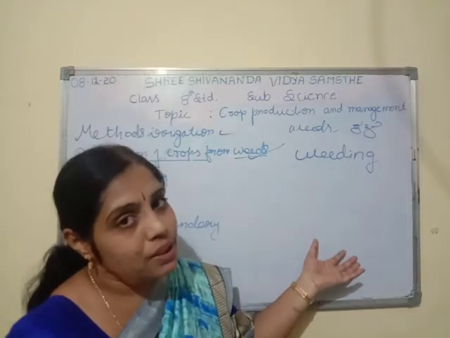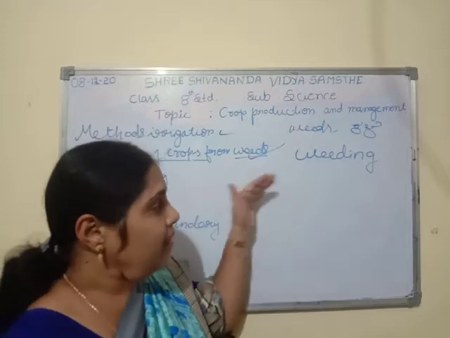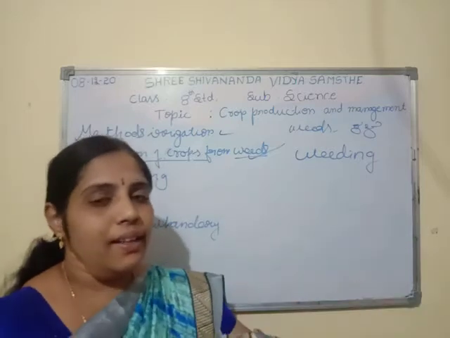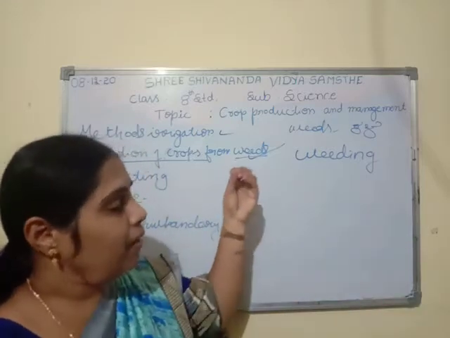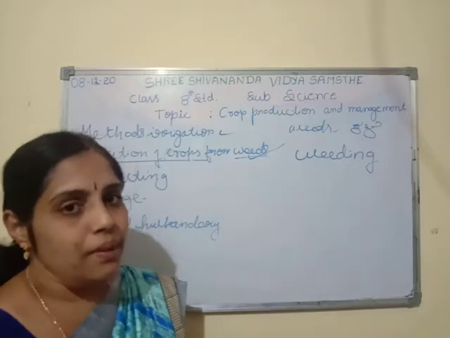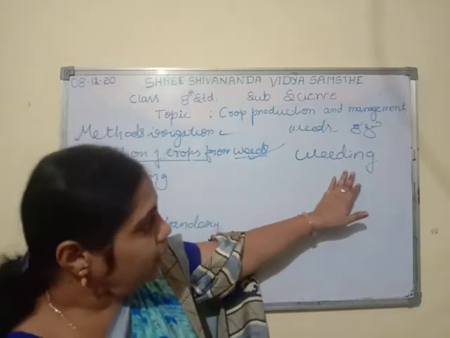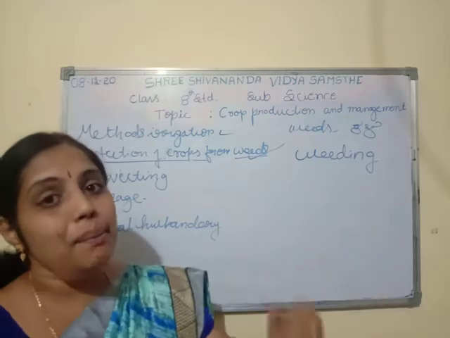So how to do this? Okay, so easily we can identify the weeds and they should be got rid of from the crops. Okay, so how to do this? This is done by the hand picking method.